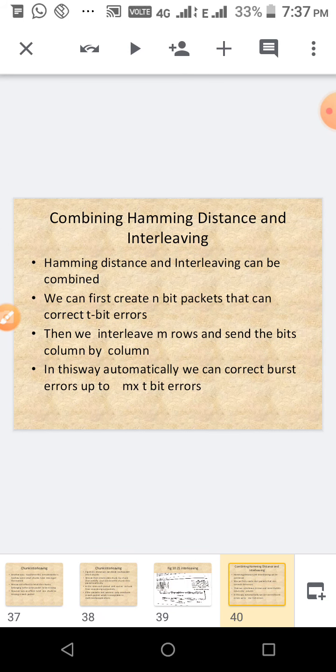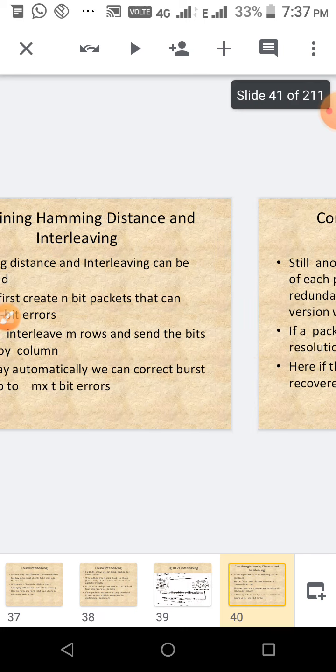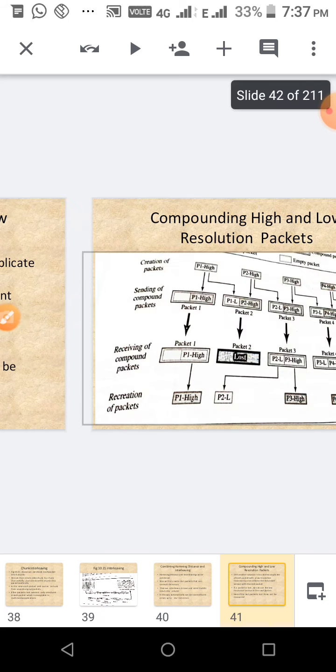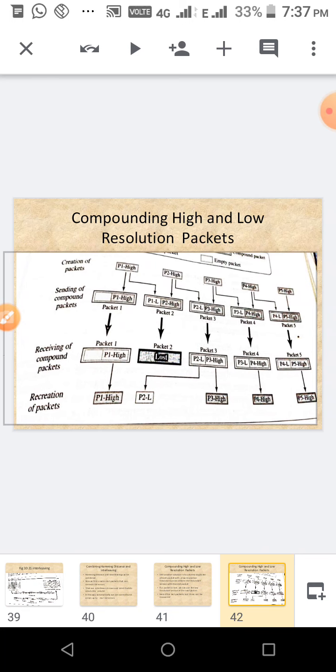Next topic, Hamming distance and interleaving. Here we combine the concepts of both Hamming distance and interleaving in correcting errors. And then in forward error correction, the next topic is compounding high and low resolution packets. Here, if we lose a packet, we will get it from the next available packet. When sending a packet, we are sending not only that particular packet but both low and high resolution.